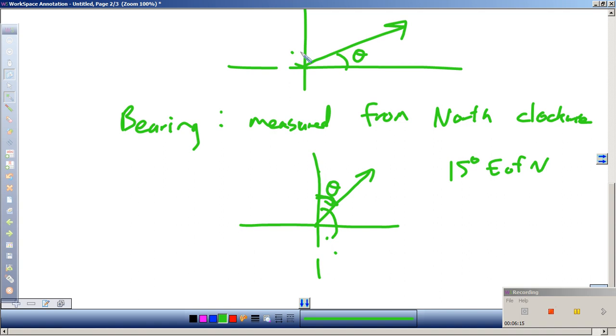So 15 degrees east of north would be one way of describing this direction. It's east, to the right of north. North is straight up.